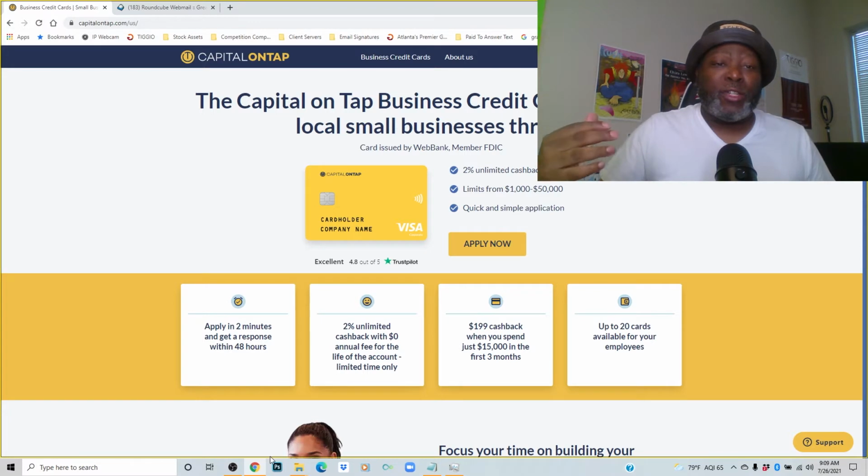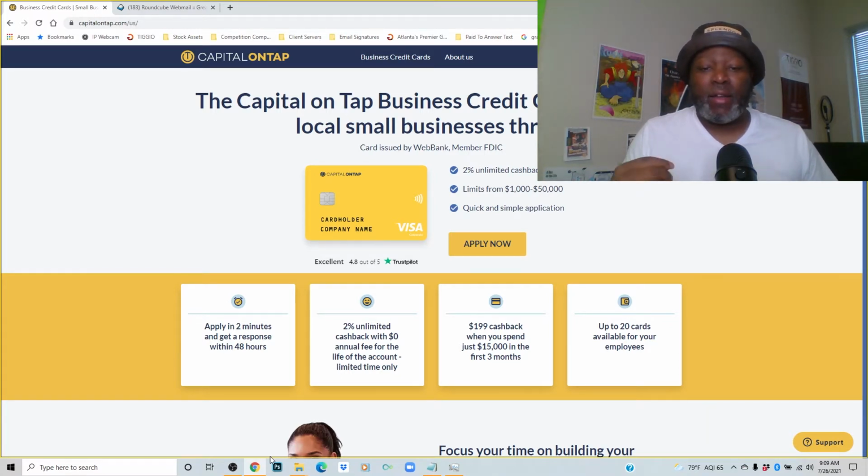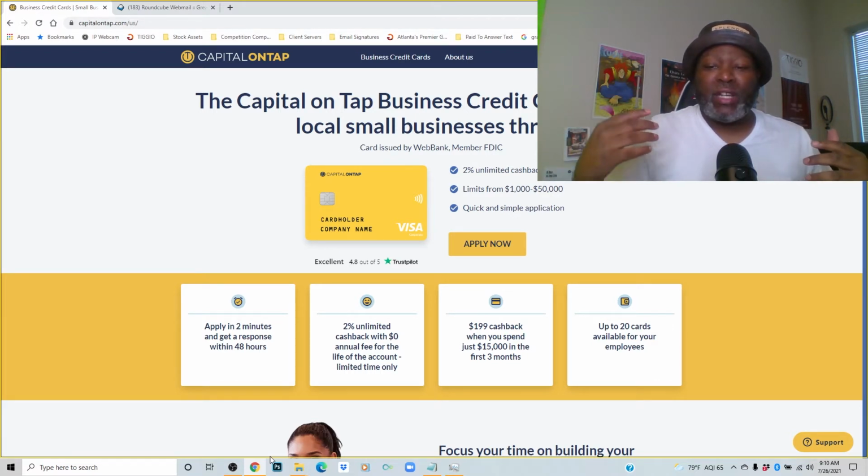So without further ado, let's talk about a card that you can apply for that will not put a hard pull on your personal credit. Getting this card does not require a PG. For folks that don't know what PG means, that means personal guarantee, meaning you're using your personal credit to obtain this card. Now, the good thing about Capital on Tap is this card can be used for revolving credit. As a matter of fact, you can even use this card for your employees.